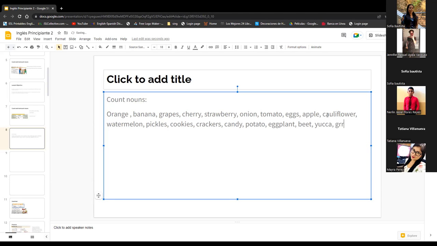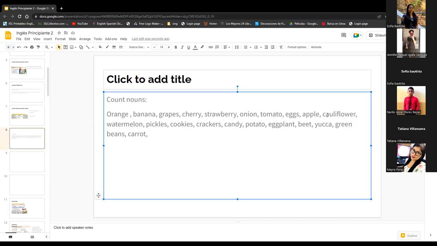Green beans. Serían los ejotes. Podría ser ejotes, green beans. So only that? Carrot. Yes. That's it? Okay, perfect. So we are going to practice the pronunciation porque a veces dice, ¿cómo digo eggplant?